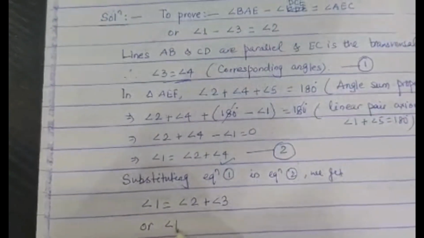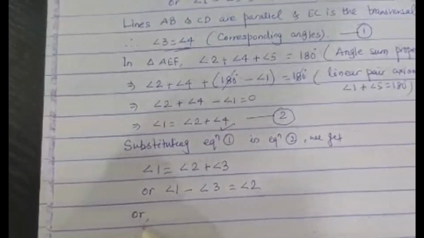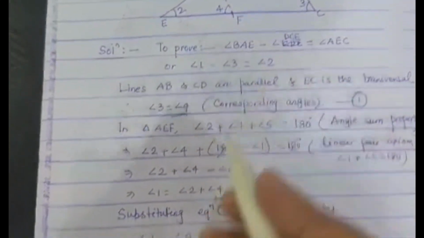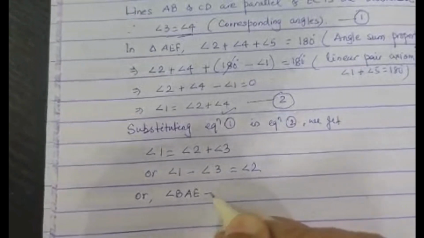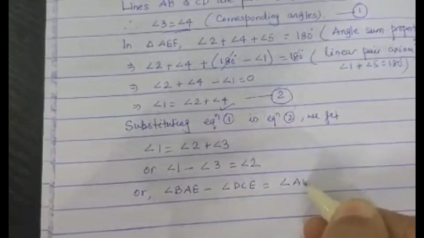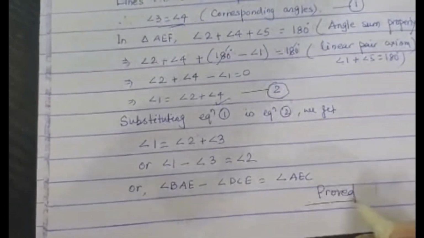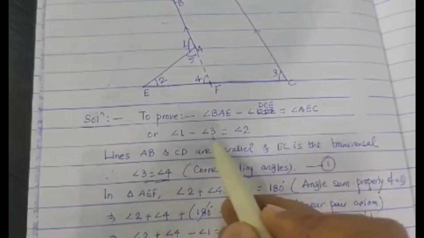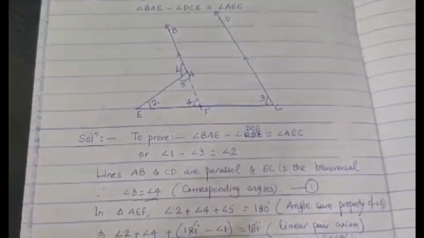So angle 1 minus angle 3 is equal to angle 2, or angle BAE minus angle DCE is equal to angle AEC. This is proved. 1 minus 3 equal to 2. We had to prove this one, angle 1 minus angle 3 equal to angle 2. So this was a simple question.